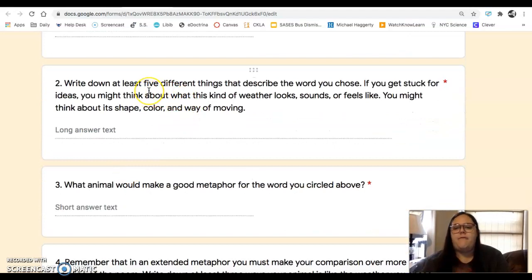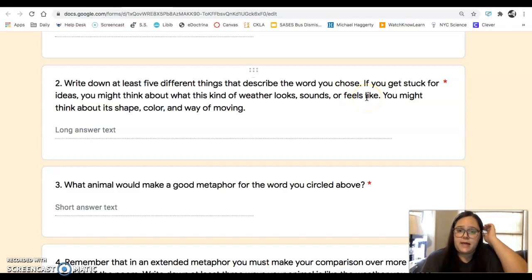Now you're going to think about 5 different things that describe the word you chose. So you can think about what it looks like. So maybe if we were talking about fog, for example, I would say it looks gray, it looks spooky, it looks cloudy. So describing what it looks like. The sounds it makes. So fog doesn't really make any sounds. So I would say fog is silent. It doesn't make any sounds.